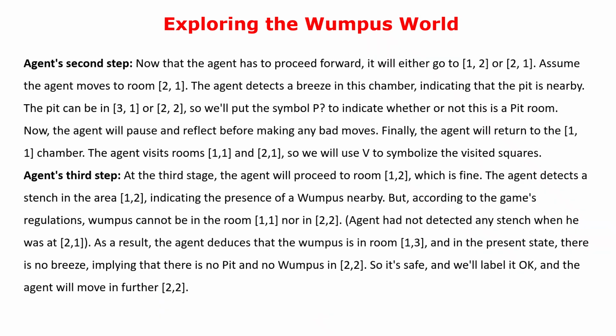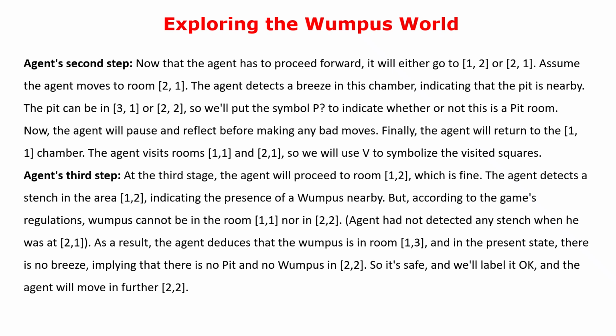Agent, second step. Now the agent proceeds forward; it has to go to either 1 cross 2 or 2 cross 1. Assume that the agent moves to 2 cross 1. The agent automatically detects the breeze in the chamber, which indicates that a pit is nearby. If there is a breeze, the cool air or chill, surely a pit is nearby at either 2 cross 2 or 3 cross 1, and you will fall down.